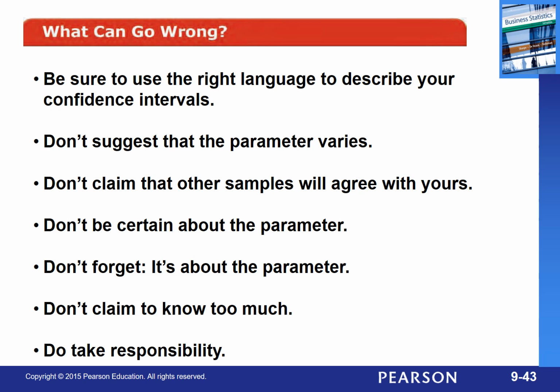Be sure to use the right language when you're describing your confidence intervals. Don't be talking about the sample. Remember, this is about the population. We're trying to estimate the parameter. We know what the sample looks like. We already have that answer. It's not useful to... Yeah. Don't suggest that parameters vary. They don't. They're fixed. Don't claim that other samples will agree with yours, because they probably won't.